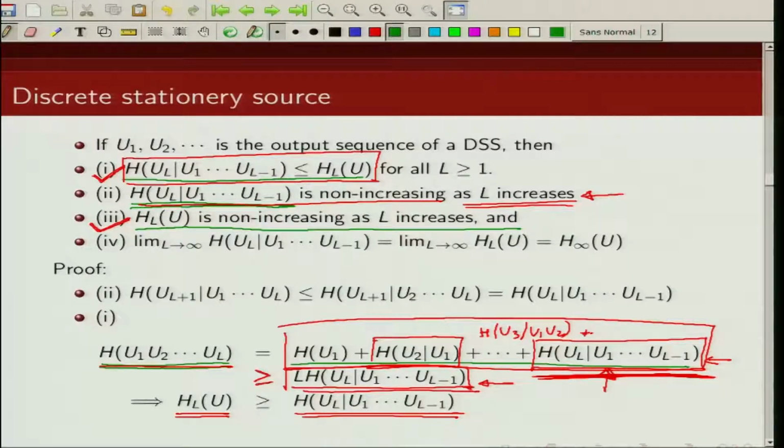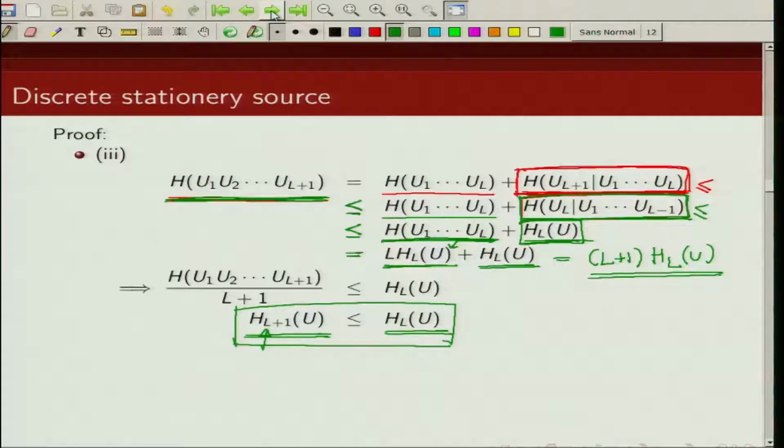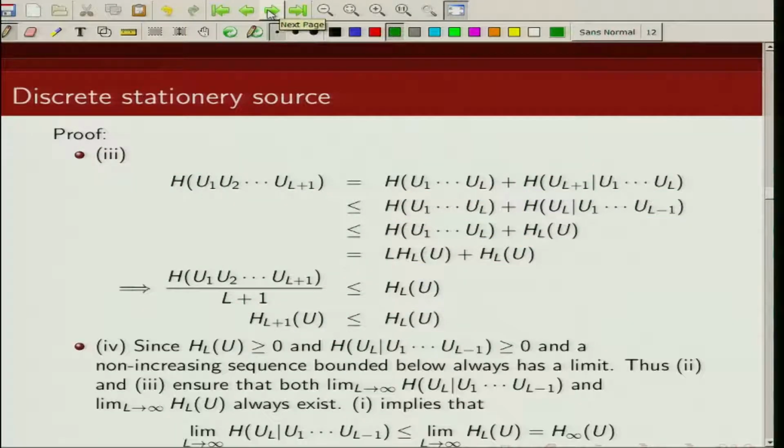Now we are going to show the final property, which says that when L goes to infinity, whether we describe this uncertainty per letter as H of UL given U1, U2, UL minus 1, or whether we define it as uncertainty per letter in this particular fashion, they are both the same. This we denote by H infinity of U, which we call the entropy rate of a discrete stationary source. So let us prove this.